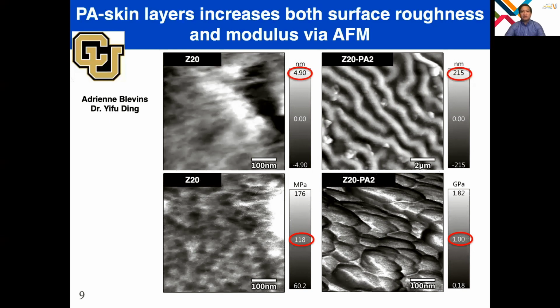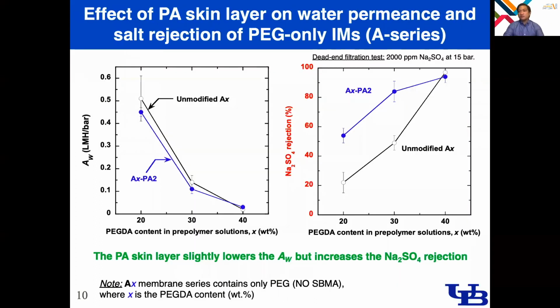The surface modulus also increases from 118 megapascal to 1 gigapascal after the modification. These changes confirm the presence of the polyamide skin on our hydrogel membrane. Next, we investigated the effect of PEGDA content in the pre-polymer solution and the polyamide skin on pure water permeance and salt rejection of the membrane.